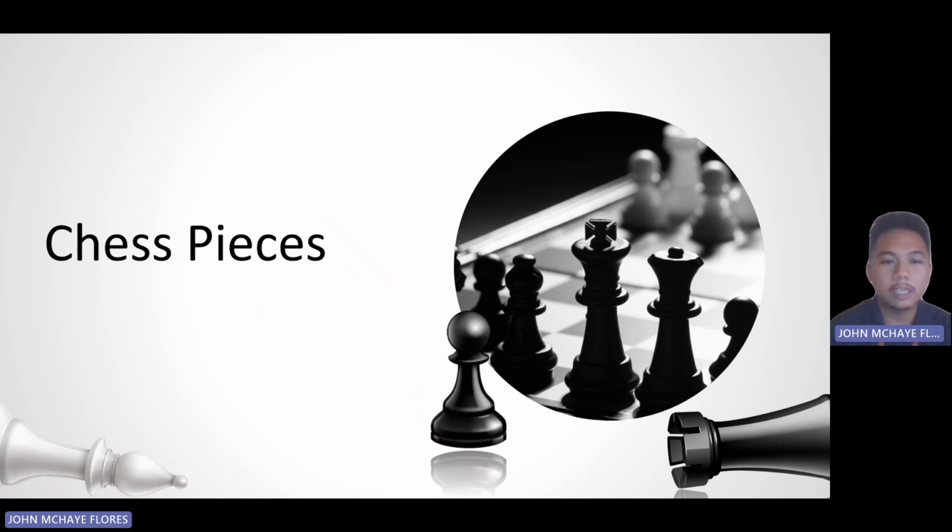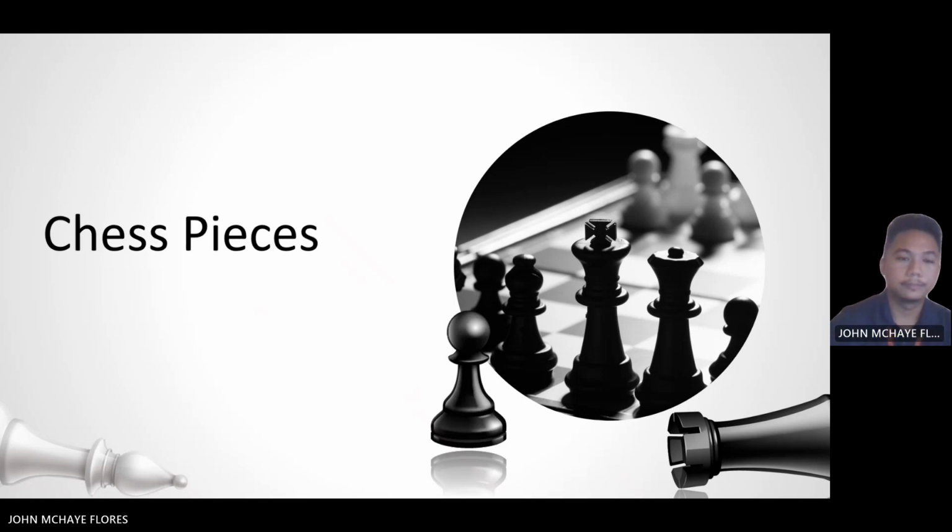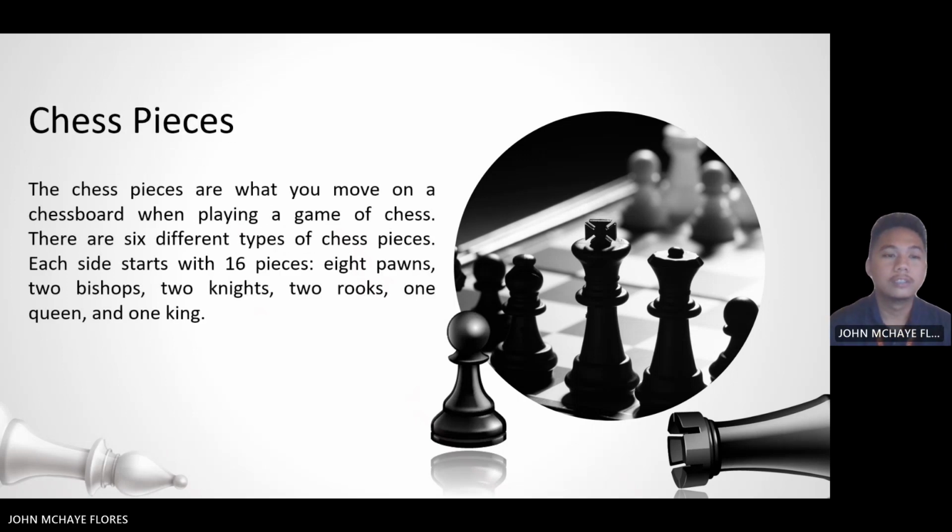So we go on to the chess pieces. Chess pieces are what you move on a chessboard when playing a game of chess. There are 6 different types of chess pieces. Each side starts with 16 pieces. There are 8 pawns, 2 bishops, 2 knights, 2 rooks, 1 queen, and 1 king.